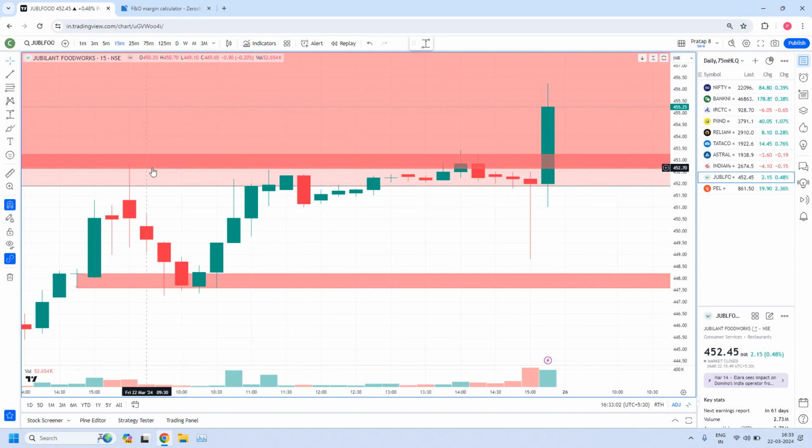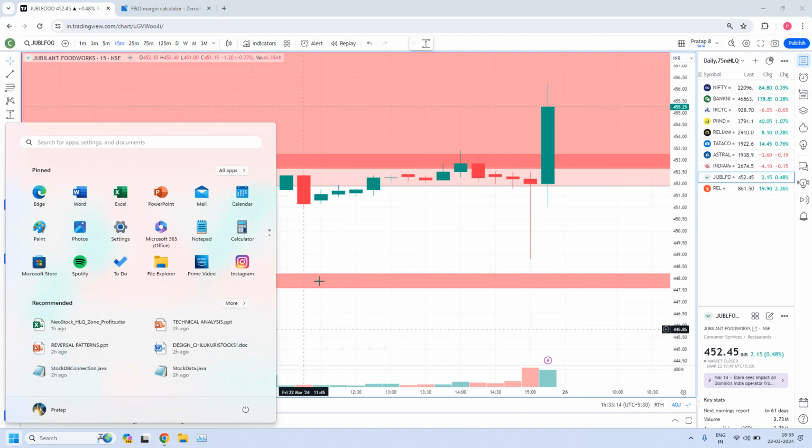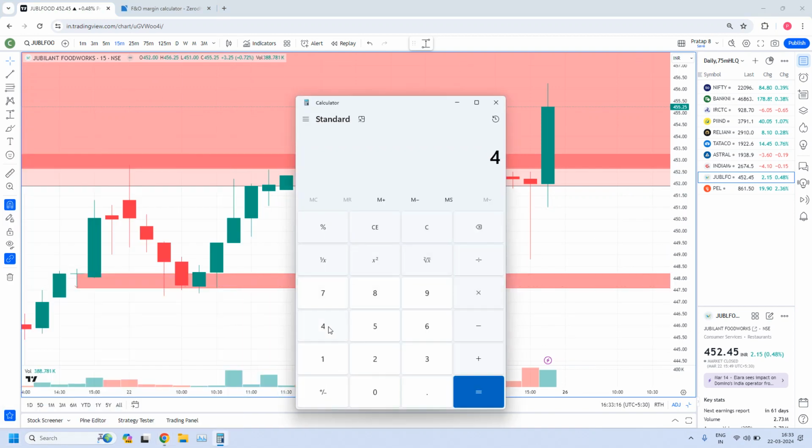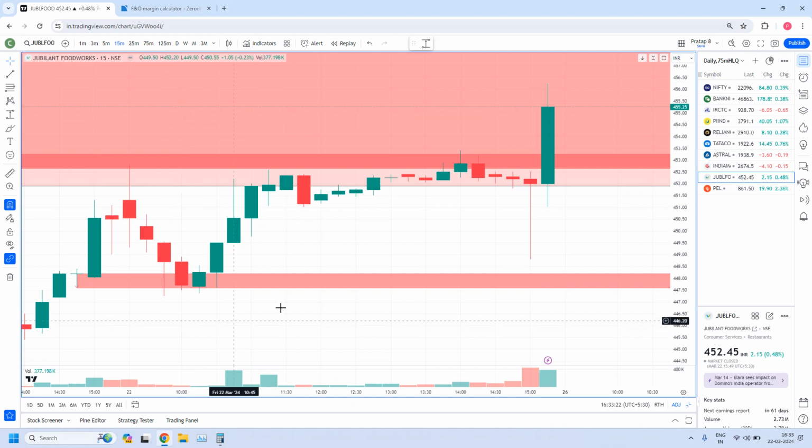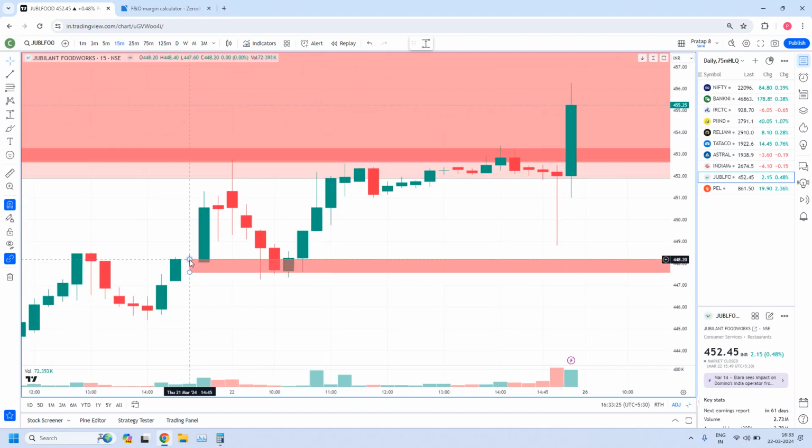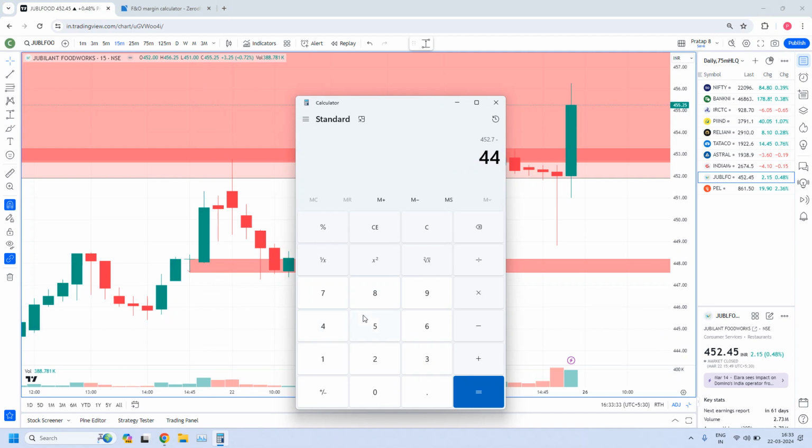So what is your entry? 452.70. 452 rupees 70 paisa. It went up to 452.80, but 452.70 is your entry. Minus, what is your target here? 448.20. That means we got 4 rupees 50 paisa profit. How much profit would we have got?